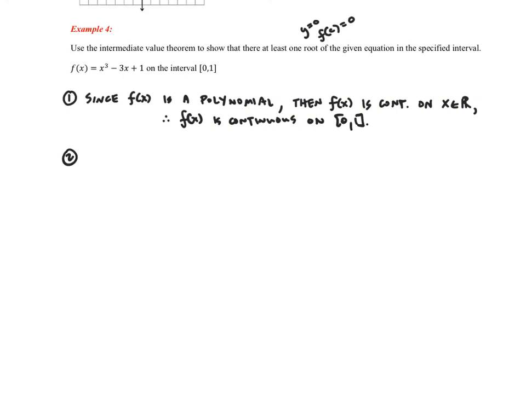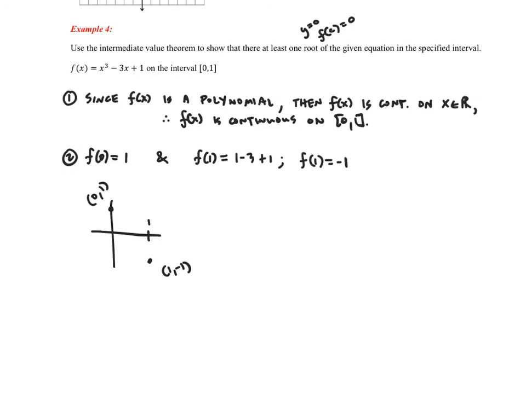Okay, the second thing that you want to do is you want to find outputs on the endpoints. So I want to find f of 0, and I want to find f of 1. So it looks like f of 0 equals 1, and f of 1 would equal 1 minus 3 plus 1. So f of 1 equals negative 1. Okay. So thinking about that now, I've got a function, f of x, where f of 0 equals 1, and f of 1 equals negative 1. And I know that the function is continuous on the interval from 0 to 1.